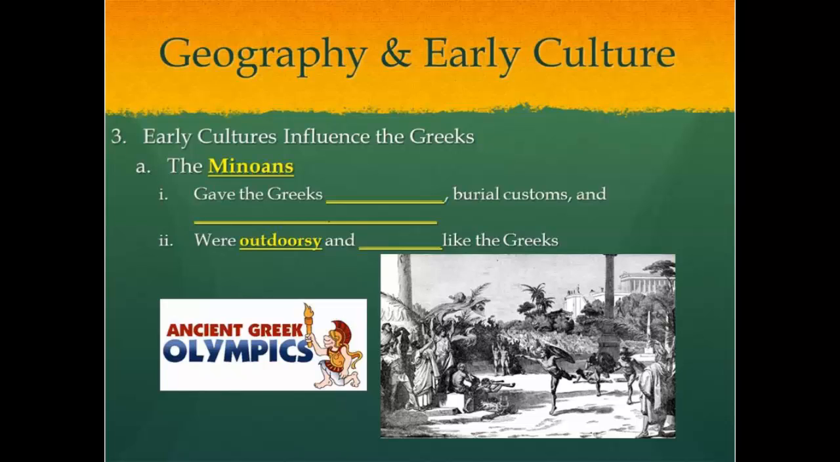Early cultures influenced the Greeks. The Minoans gave the Greeks architecture, burial customs, and religious rituals. The people that lived there were very outdoorsy and athletic, a lot like the Greeks. They liked being outside, they liked doing different athletic events, they liked being out in the sun.